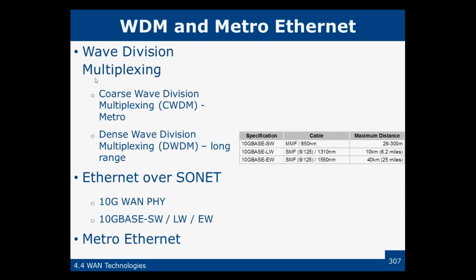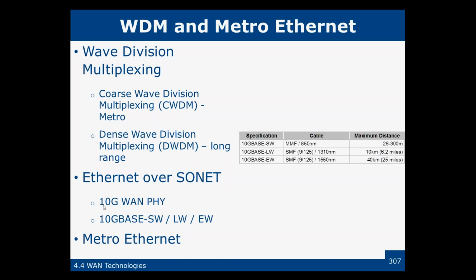WDM, wave division multiplexing. We have coarse wave division and dense wave division. The coarse wave division is shorter ranges for the metropolitan area. Dense is for longer distances. So the coarse uses up to 16 one-way or 8 bidirectional channels, and the dense uses more channels, and it can support over 100 channels, and it's going to be best for the long range.